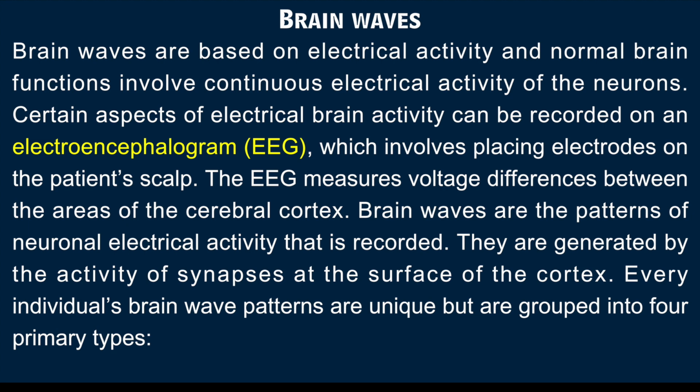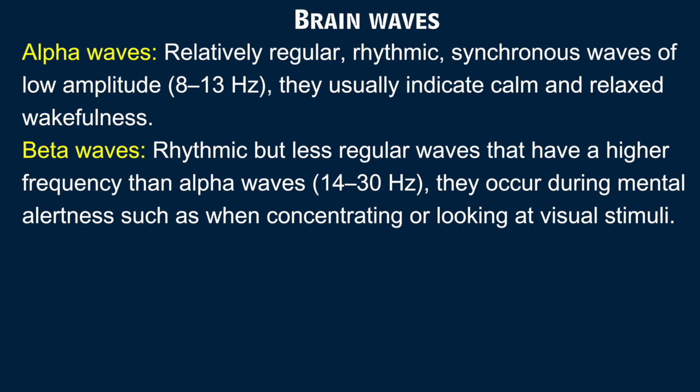Every individual's brain wave patterns are unique, but are grouped into 4 primary types. First is alpha waves. Relatively regular, rhythmic, synchronous waves of low amplitude, that is 8 to 13 Hz. They usually indicate calm and relaxed wakefulness. Beta waves, rhythmic but less regular waves that have a higher frequency than alpha waves, 14 to 30 Hz. They occur during mental alertness, such as when concentrating or looking at visual stimuli.